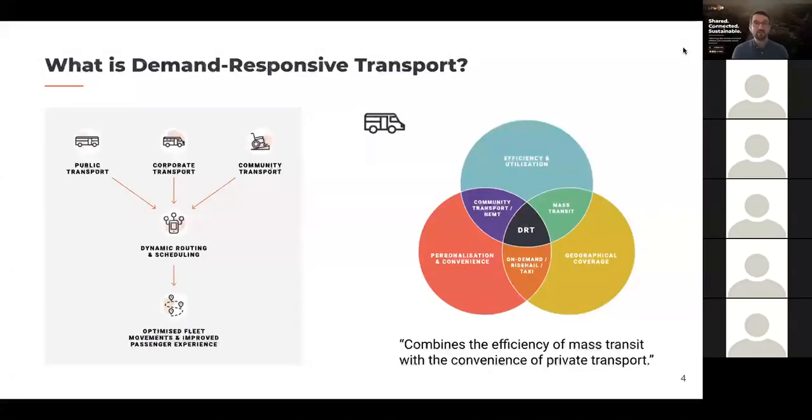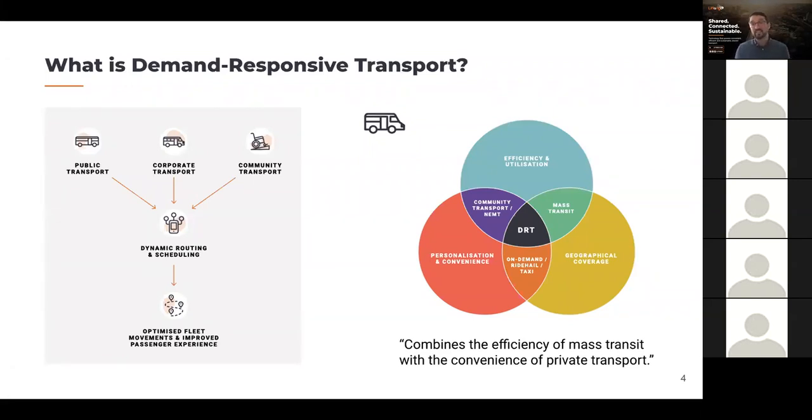I'm just going to start by briefly talking about what demand responsive transport is. I think since you've signed up for this, probably safe to assume that you already have some interest and understanding, but there are quite a few different flavors of DRT. So we're seeing use cases across public, corporate and community transport, and the Just Go service that we're going to talk about today actually sits across public and community transport.